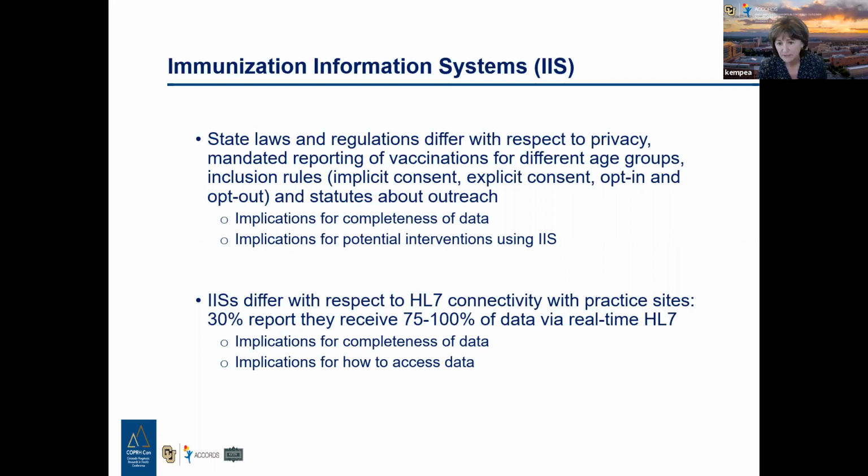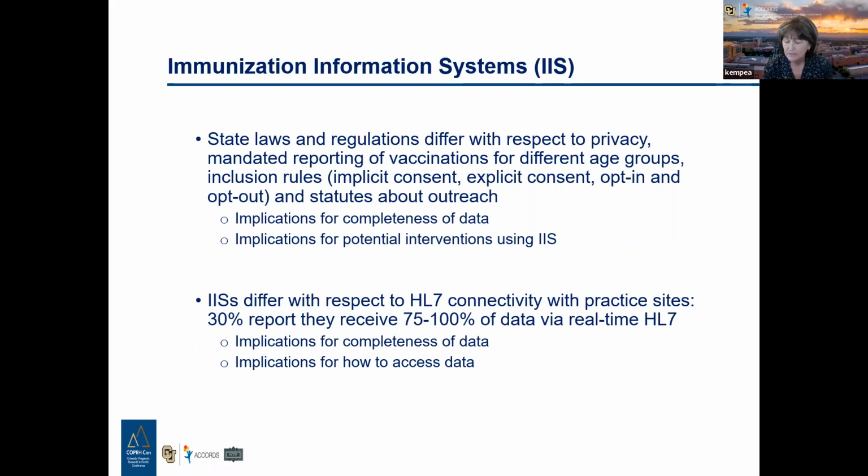Other important things to note about these types of databases: state laws and regulations differ with respect to important parameters such as privacy, how you access the data, whether reporting of vaccinations for different age groups is mandated. And as you can see, that would have a huge impact on completeness of the data. How people are included in the registry: does it require implicit consent, explicit consent? Can people opt in? Can they opt out? And in addition, what kind of statutes exist for outreach from the IIS, for example, to do a public health intervention? So these types of things have enormous implications for completeness of the data and for what kind of potential interventions you can do using the IIS.